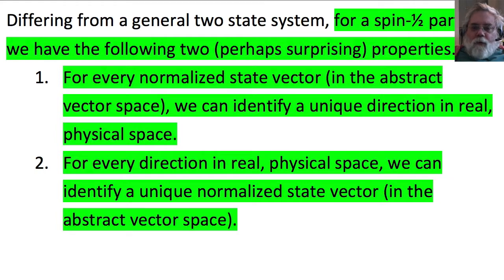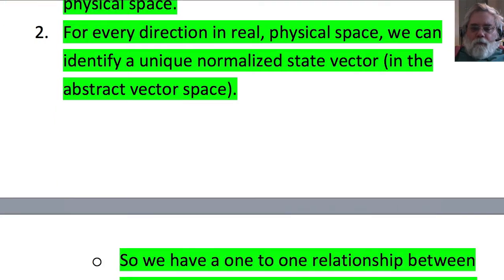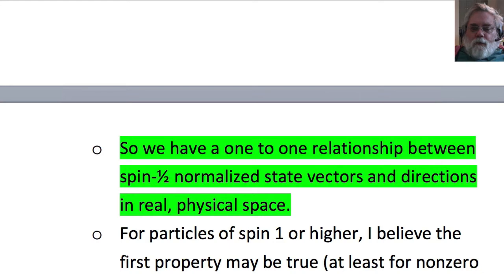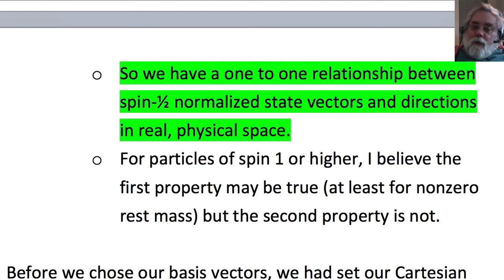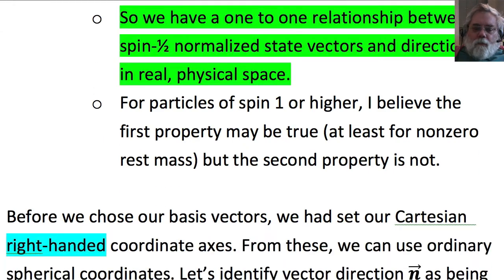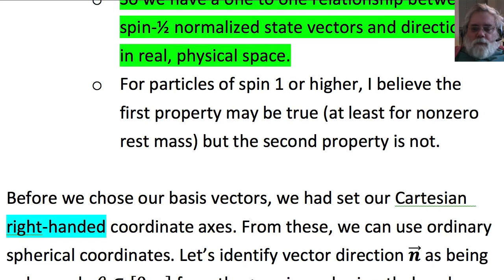So for spin 1/2 particles, there's a one-to-one correspondence between a normalized state vector and a unique direction in real physical space. So we have a one-to-one relationship between spin 1/2 normalized state vectors and directions in real physical space. Now for particles of spin 1, like a photon, or higher, I believe the first property may be true, at least for non-zero rest mass, but the second property is not true. But we're dealing with spin 1/2 particles, so they are both true.